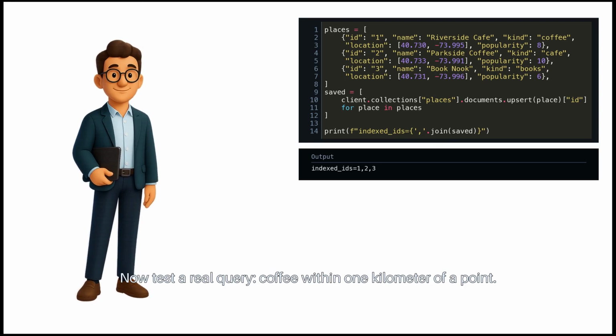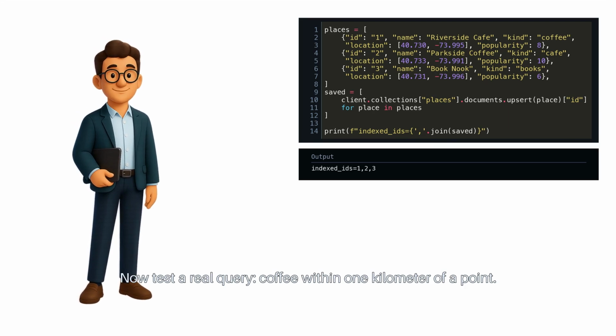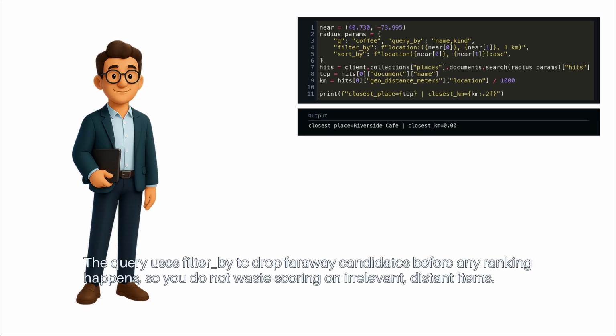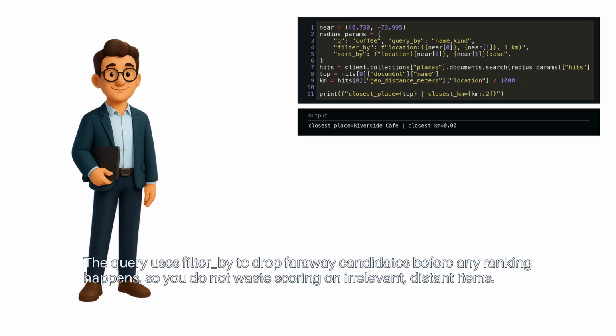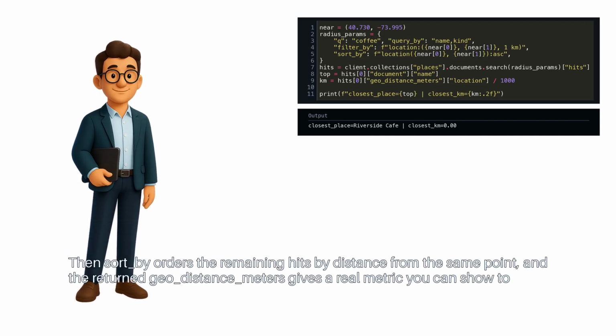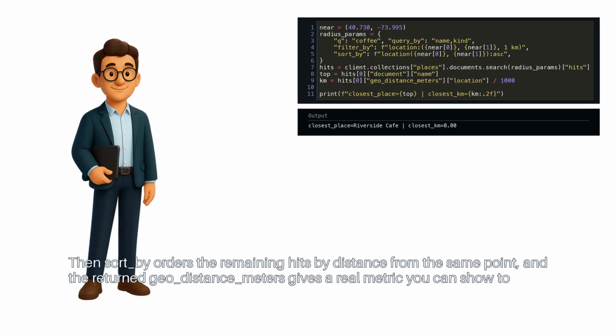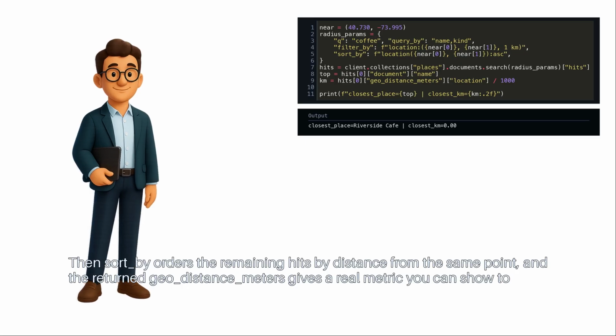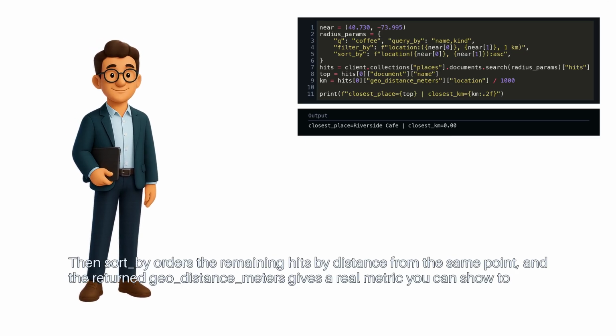Now test a real query. Coffee within 1 kilometer of a point. This snippet asks Typesense for coffee-related places within 1 kilometer of near. The query uses filter by to drop faraway candidates before any ranking happens, so you do not waste scoring on irrelevant distant items. Then, sort by orders the remaining hits by distance from the same point. And the returned geo-distance meters gives a real metric you can show to users.